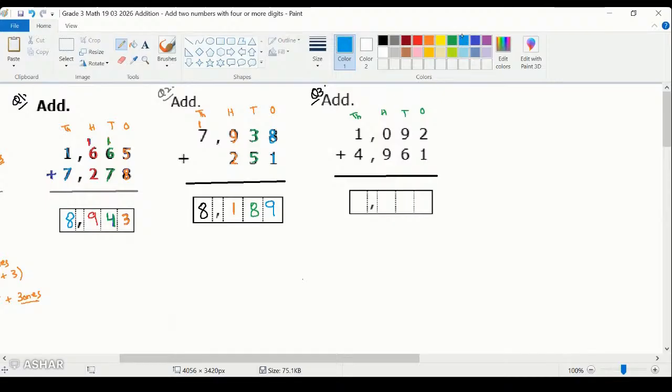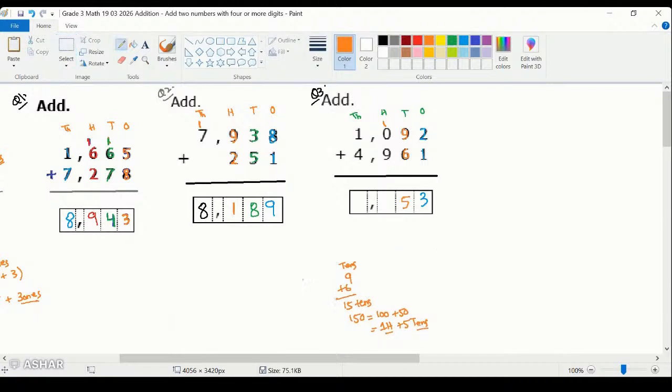When we add the ones, 2 plus 1 would be 3. 9 plus 6. If you're looking at the tens, 9 plus 6 tens would be 15 tens. And 15 tens can be written as 150, which can be written as 100 plus 50. That means we have 100s and we have 5 tens. Agreed?